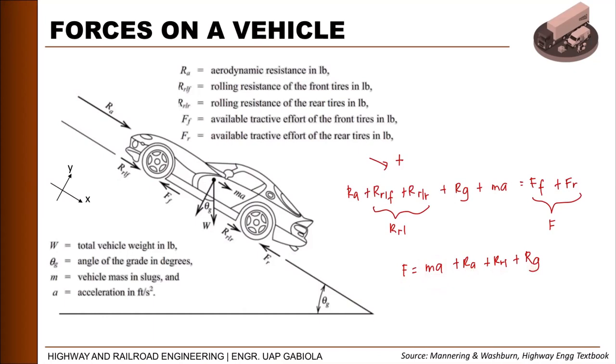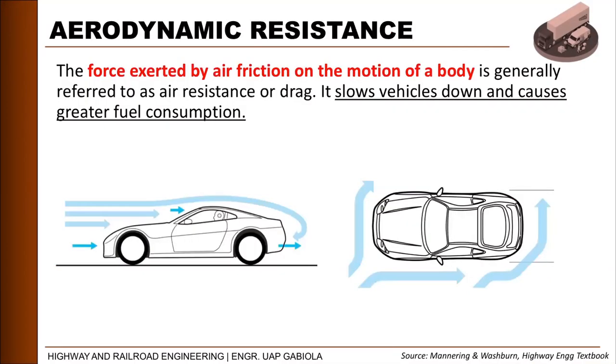So let us try now to differentiate or to discuss the different resistances. So let us first focus on these three: the aerodynamic resistance, yung rolling resistance natin, and also our grade resistance. So starting off with aerodynamic resistance. So ano daw ba yan? So si aerodynamic resistance is the force exerted by air friction dun sa motion ng body natin.